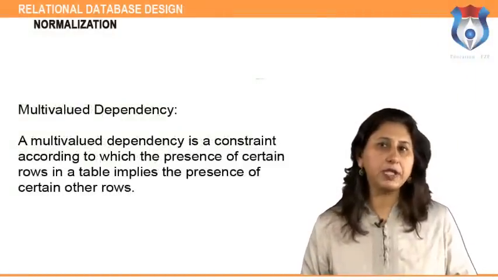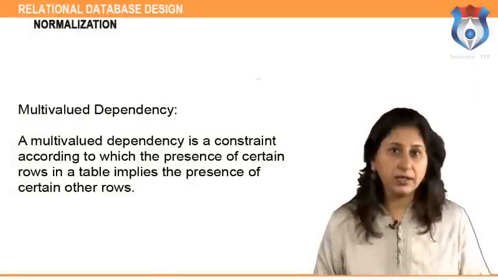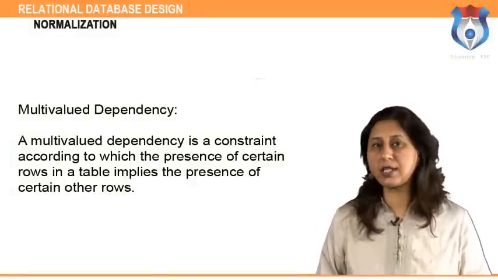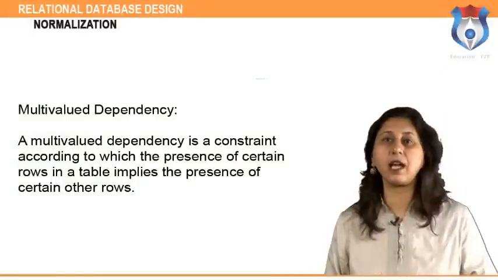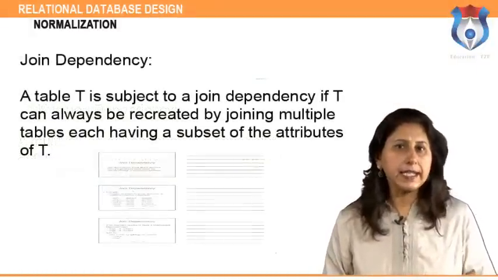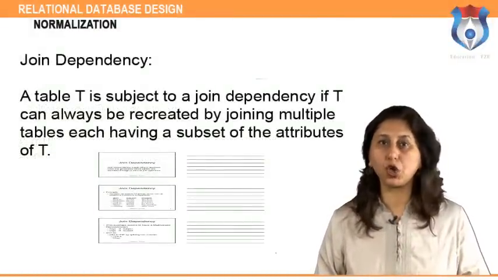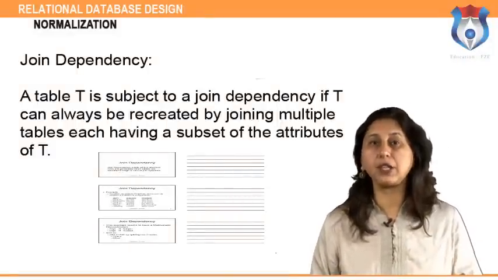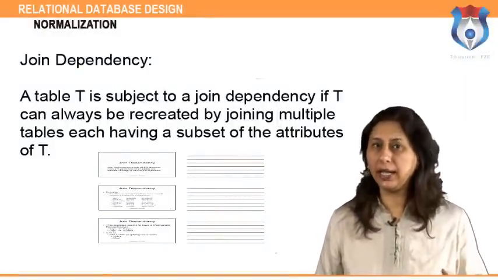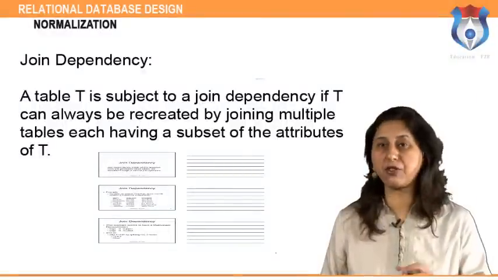A multi-valued dependency is a constraint according to which the presence of certain rows in a table implies the presence of certain other rows. A table T is subject to a join dependency if T can always be recreated by joining multiple tables, each having a subset of the attributes of T.